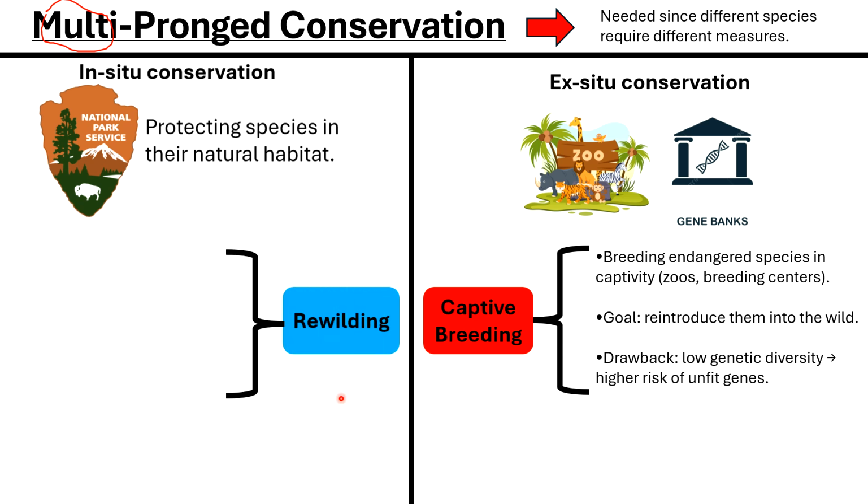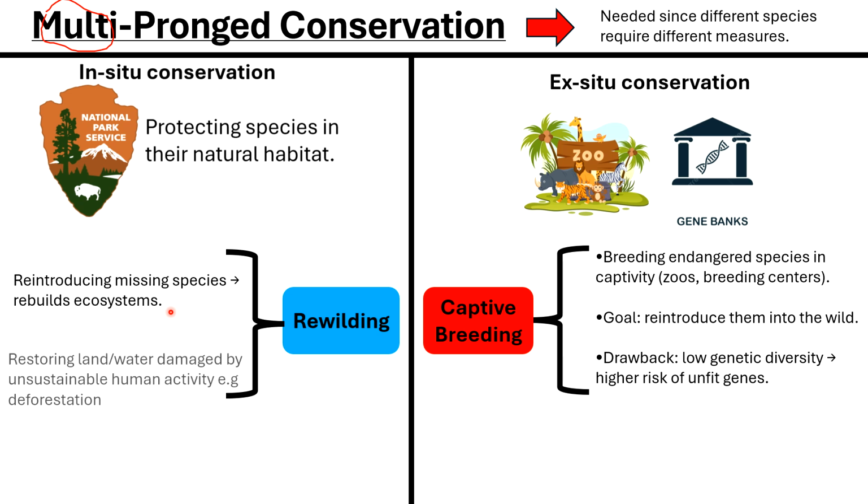Then we have the rewilding part in situ conservation. So when we fix the problems we've caused, we'll reintroduce the missing species and rebuild their ecosystem. Now, restoring their land and water damaged by human activity, such as deforestation, is what we call reclamation of degraded ecosystems.